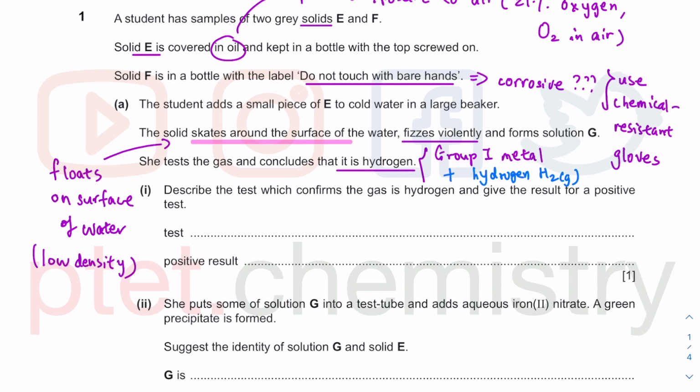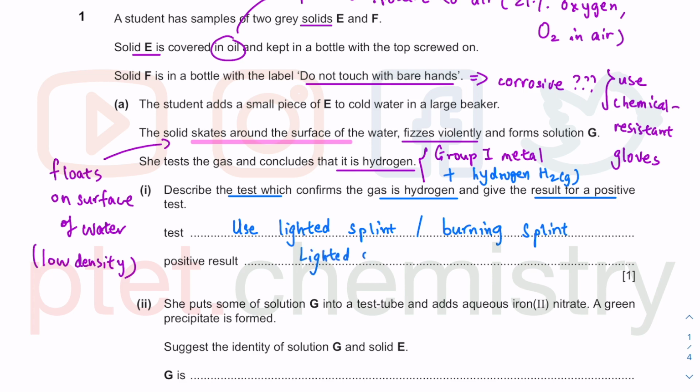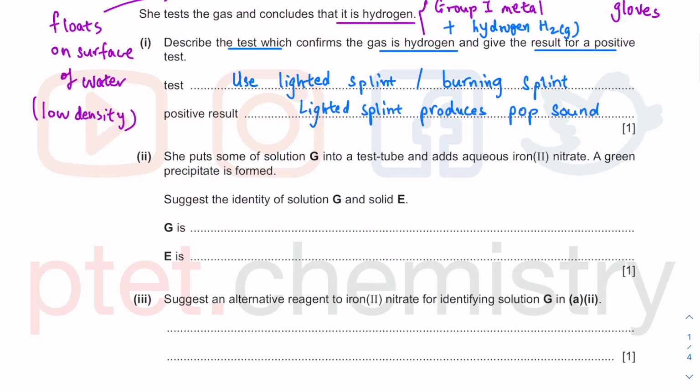Now describe the test which confirms that the gas is hydrogen, and what is the result for a positive test. So the test is basically use a lighted splint. A lighted splint is the same as a burning splint, so it's the one where the fire is still going on, so that is called lighted or burning splint. What happens is the lighted splint will burn with a pop sound, so it produces a pop sound and the splint will go off. So the key characteristic for hydrogen gas test is that you produce a pop sound and then the splint goes off.